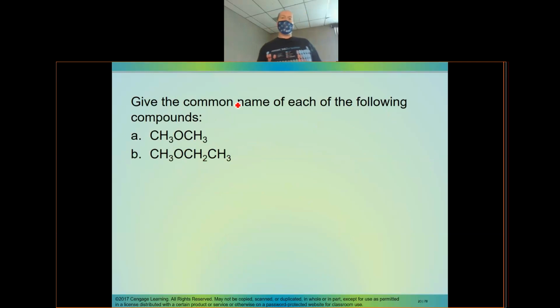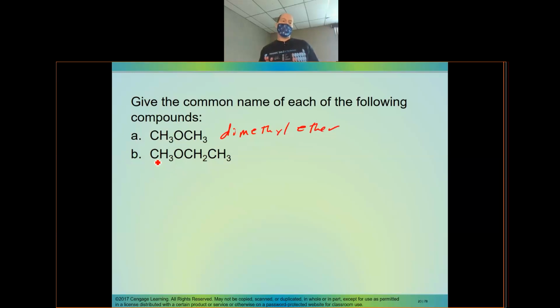All right, if you wanted the common names for these, we'll give both the common and the IUPAC name. All right, and so here is methyl methyl ether. You don't say methyl methyl ether, you say dimethyl ether.